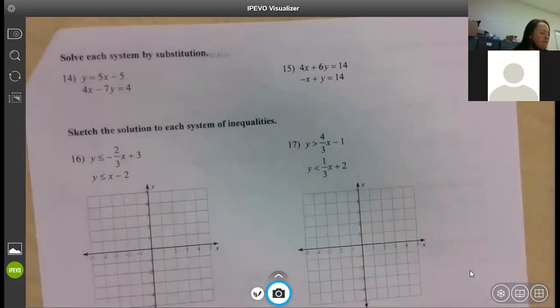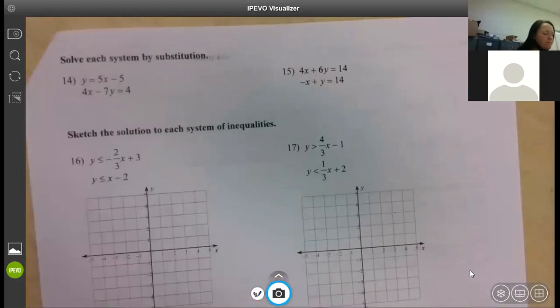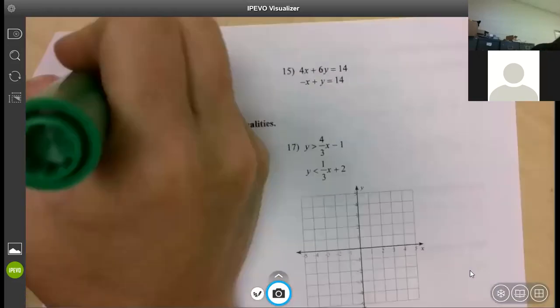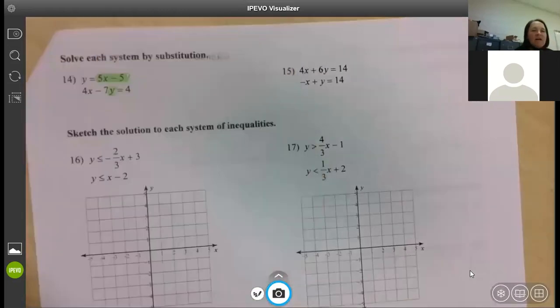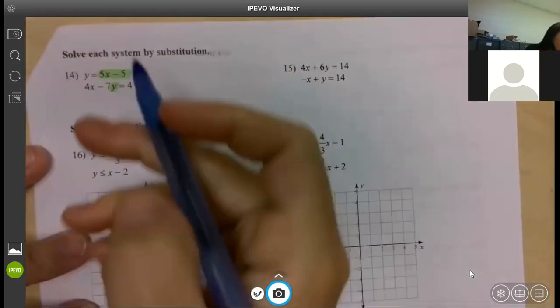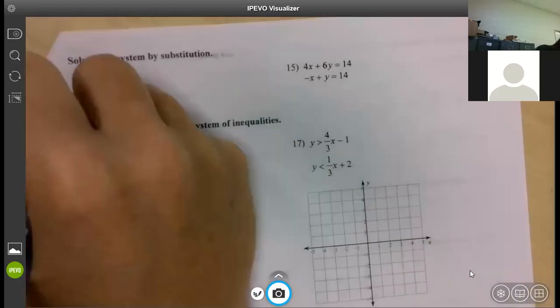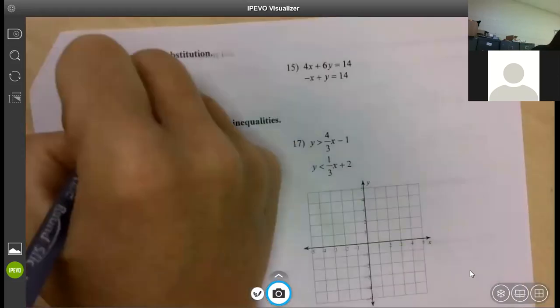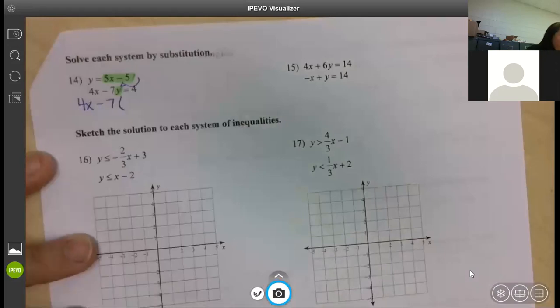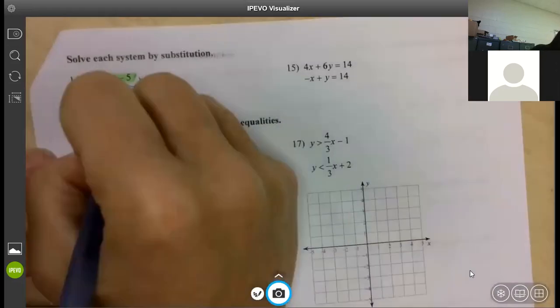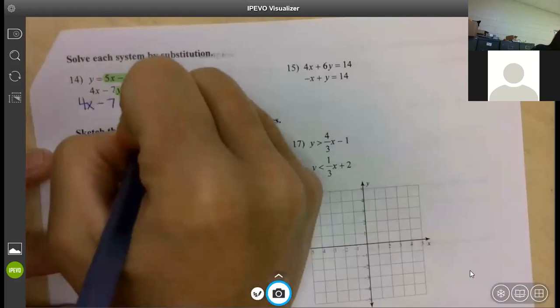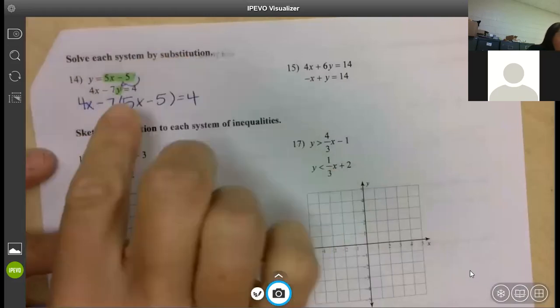The only difference is it's solved for y on this one. So I wouldn't do it the same way. Now, if you're using Desmos, do it the same way. Type it in and that's fine. If we're doing this, it's already solved for a variable. I'm just going to stick that in for y. So we're going to get 4x minus 7 instead of y, because I don't want two variables. I'm going to plug in my first equation, 5x minus 5, and then finish it out with that equals 4.